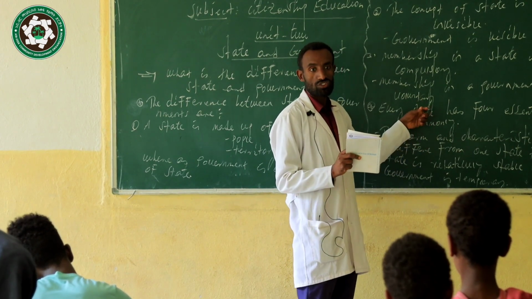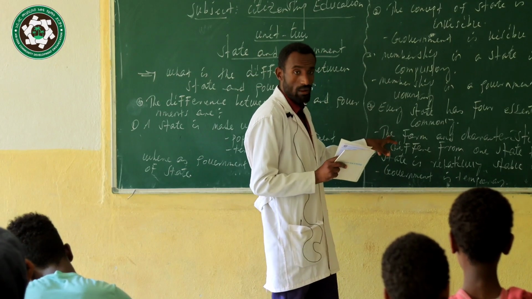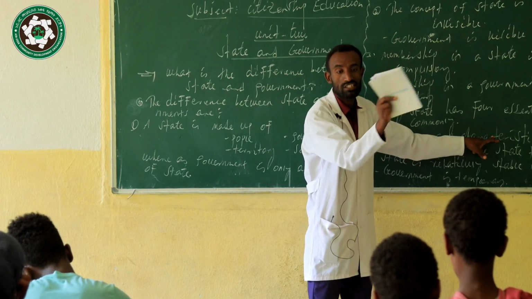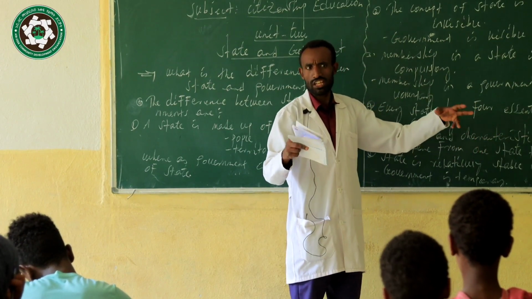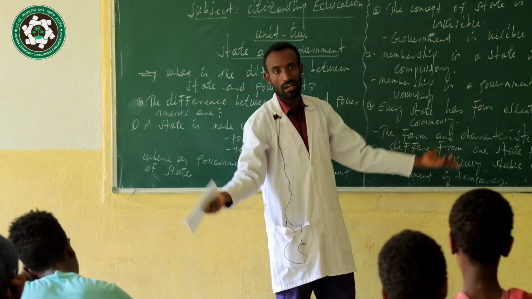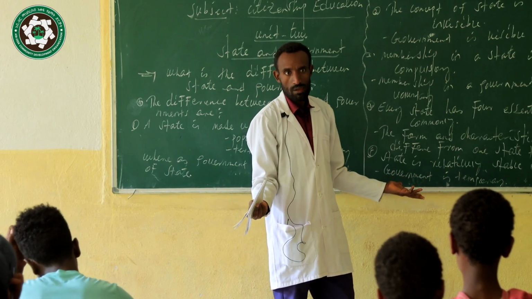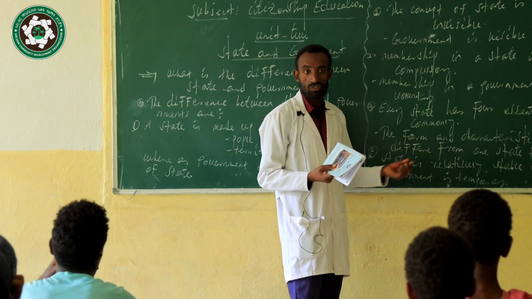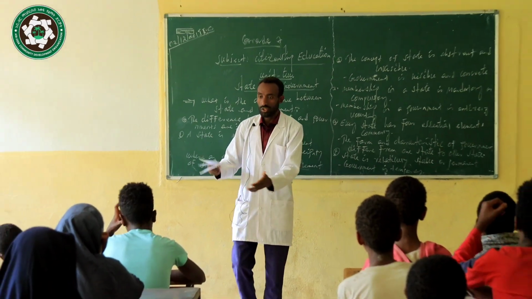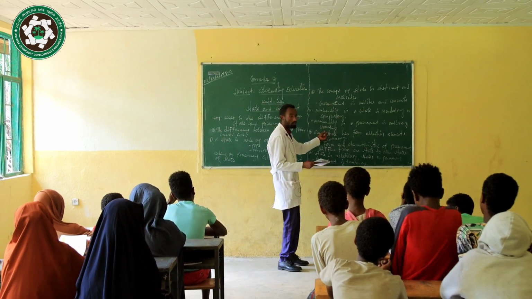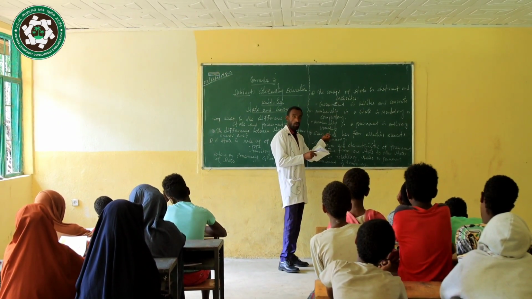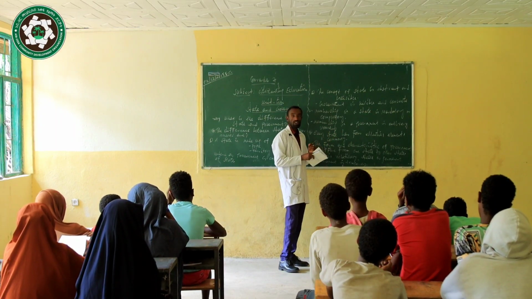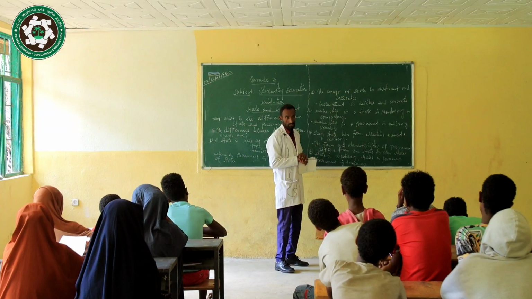It may contain these things properly. But the form and the characteristics of the government may be different from country to country. The structure of the government in Ethiopia is different from the structure of the government in America. That's clear for you. So it may be different from country to country, or state to state. Whenever we go, each state contains the four essential elements properly.